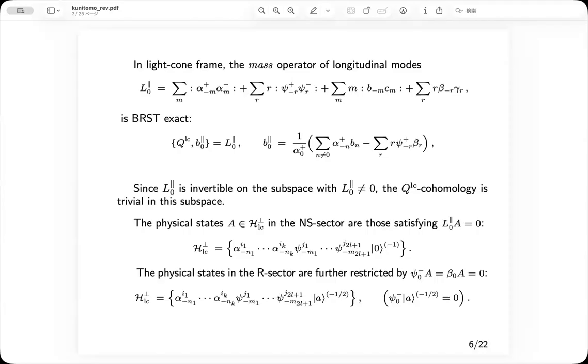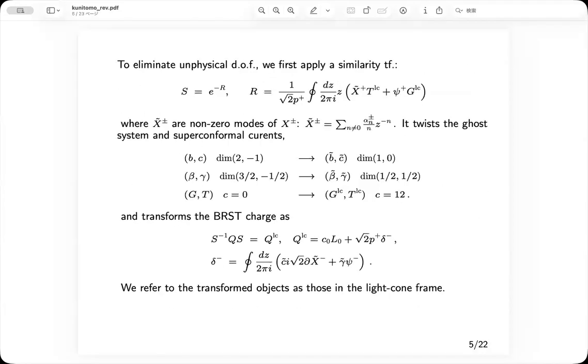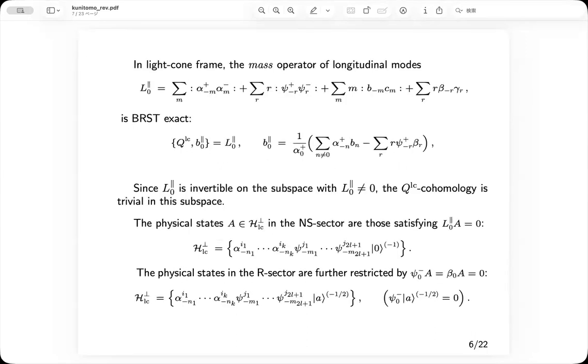That comes from the BRS invariance of the light cone, the BRS closedness. That is the condition for the state to be closed. Delta minus also has a zero mode part, and closedness requires this additional condition. Okay, thank you.